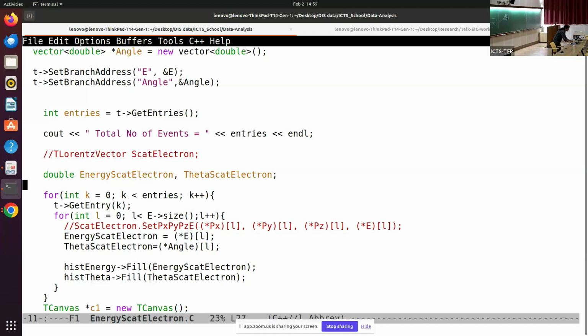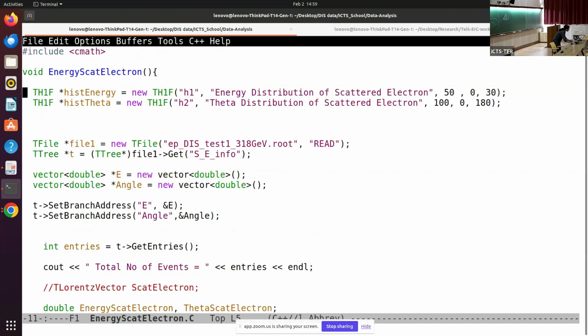special way in which you can define your histogram in ROOT. If you see TH1F, it is the one-dimensional histogram, and these are some names of that histogram; don't go into those details. I am defining two objects of this one-dimensional TH1F class. One is for storing energy information, another is for storing the theta information. I want to visualize how my energy and theta look, whatever I have collected.